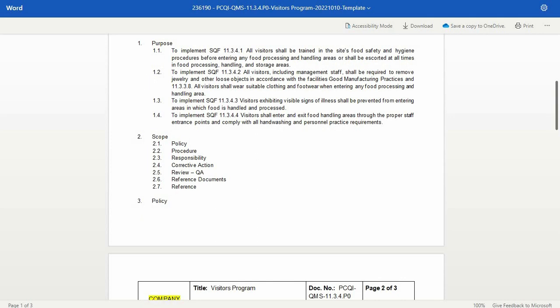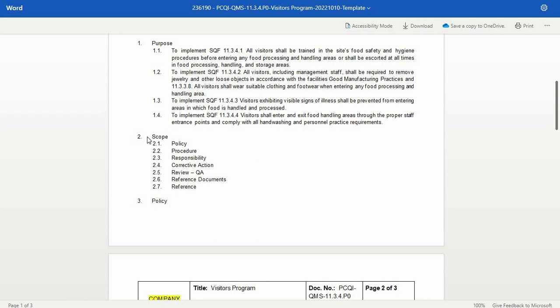Third, to implement SQF 11.3.4.3, visitors exhibiting visible signs of illness shall be prevented from entering areas in which food is handled and processed. And fourth, to implement SQF 11.3.4.4, visitors shall enter and exit food handling areas through the proper staff entrance points and comply with all hand washing and personal practice requirements.